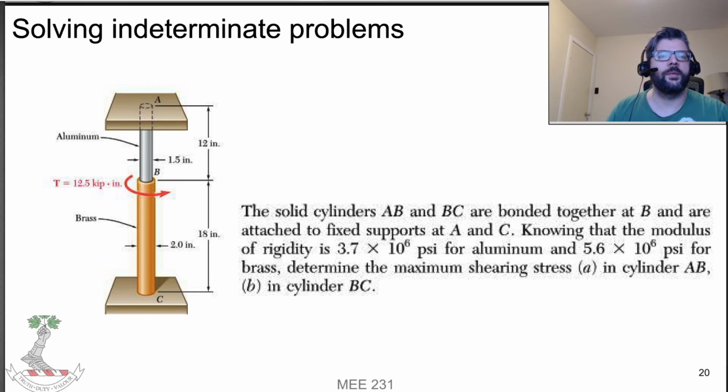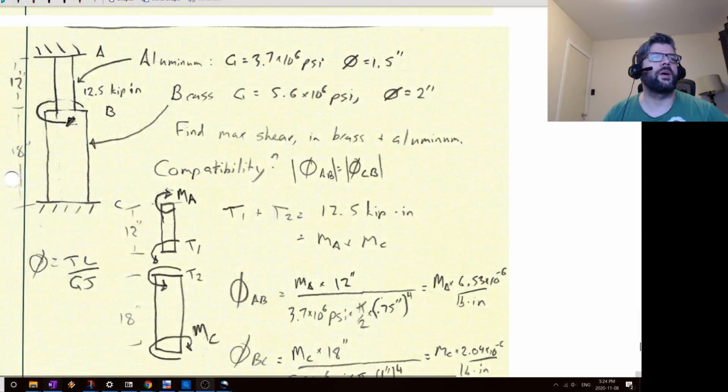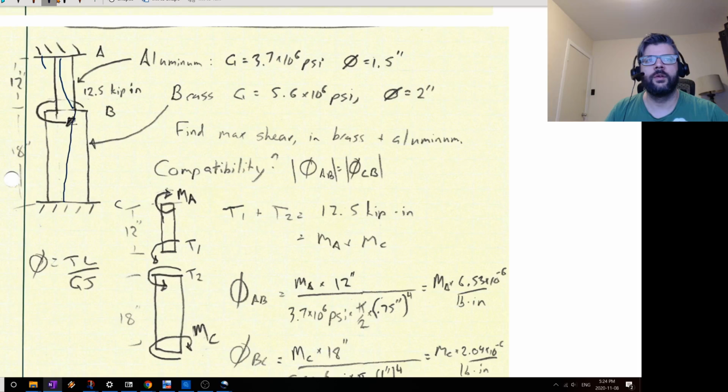So anyways, the twist that occurs is going to be our compatibility condition, and it needs to be the same at point B. So basically, the amount of twist that occurs over AB needs to be the same amount that occurs from B to C.